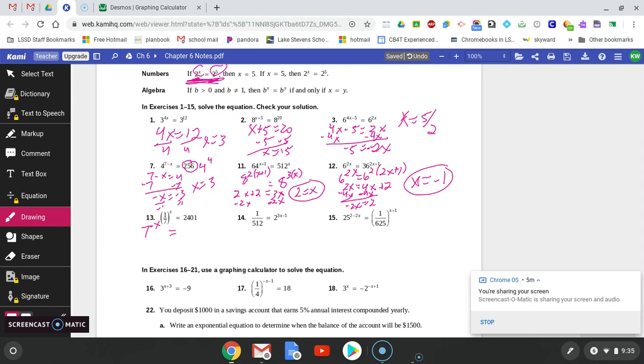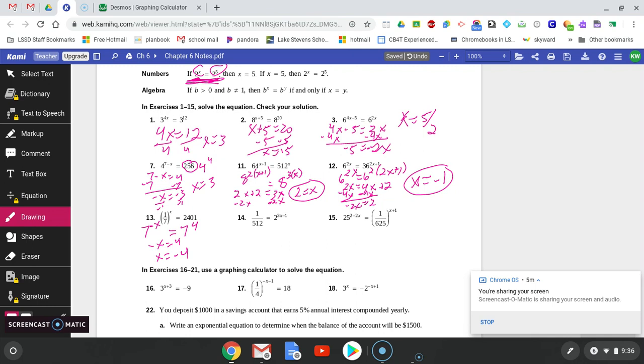I need to rewrite 2,401 as 7 to some power. So do 7 to the second power, 7 to the third power, 7 to the fourth power until you find the one that works. So 7 to the fourth power is actually equal to 2,401. So now they have the same base. I'm going to set the exponents equal to each other, divide by my -1, and I get x is -4. Try number 14 and number 15 and then check back and see how you did.